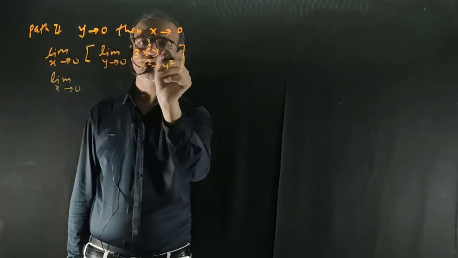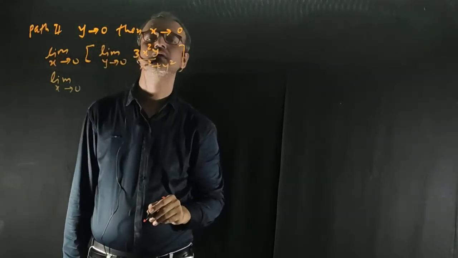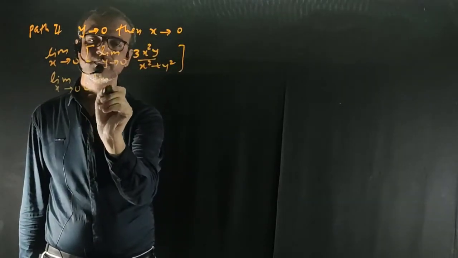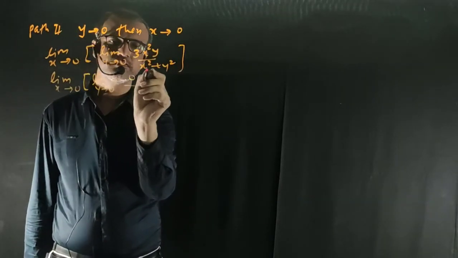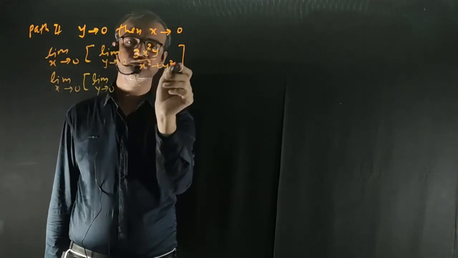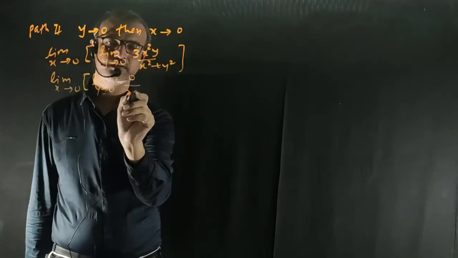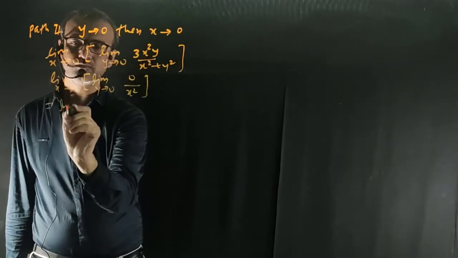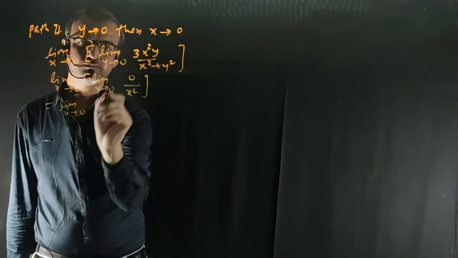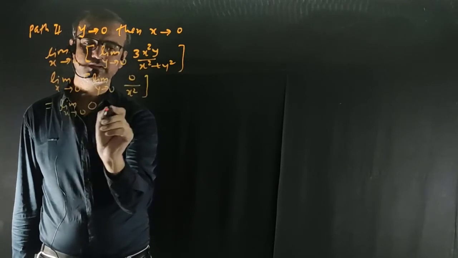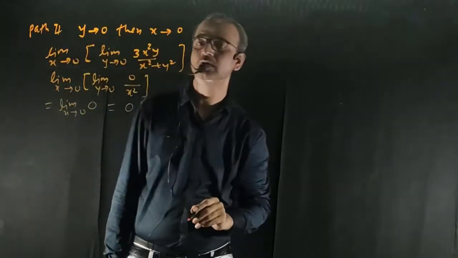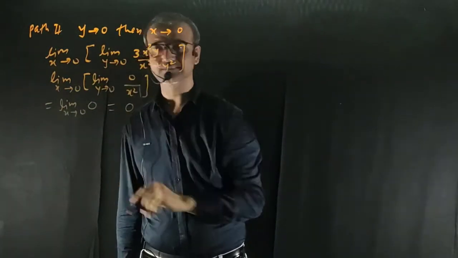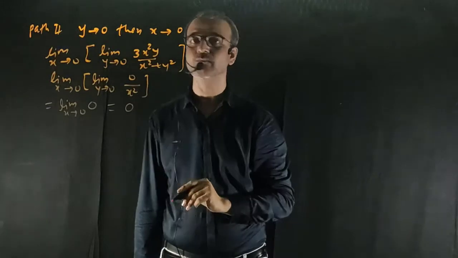Now if you put the value of y equals 0 in the numerator, it will become 0, and 0 divided by, this y square is 0 square, which is 0, divided by x square. 0 divided by x square is 0. So limit x tends to 0 of this is 0, and the result is 0. So the limit of the given function along path 2 is also 0.